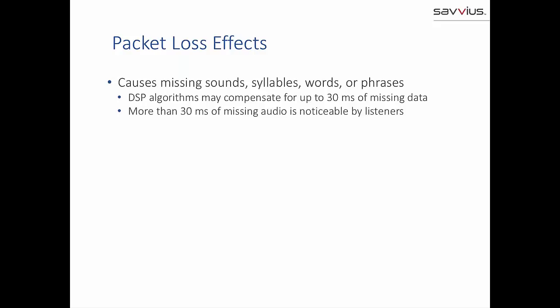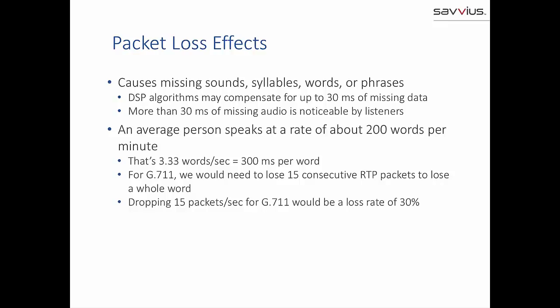Typically the algorithms in the phones can deal with about 30 milliseconds of missing data, but more than that, it can't predict what the signal levels were between the packets that it has, or between the data that it has, and then it's noticeable to the listener. Just to give you a feel, looking at some math there, if you drop 15 packets per second, you'd have a loss rate of about 30%, which would be huge for VoIP.